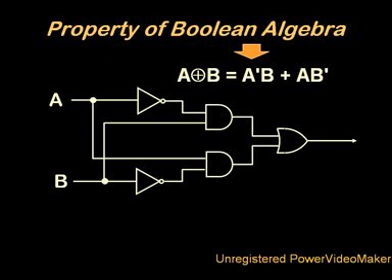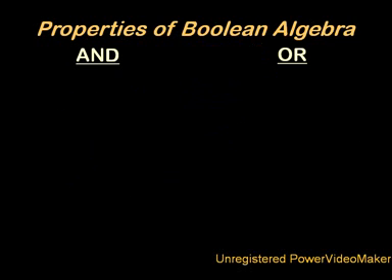We left off before with this interesting property of Boolean algebra. That may have led you to ask, gee, are there any other interesting properties? Well, indeed, there are a lot of them, and some of them come straight to us from regular algebra. In regular algebra, we talk about the properties of multiplication and the properties of addition, and so here we're going to talk about the properties of AND and the properties of OR.